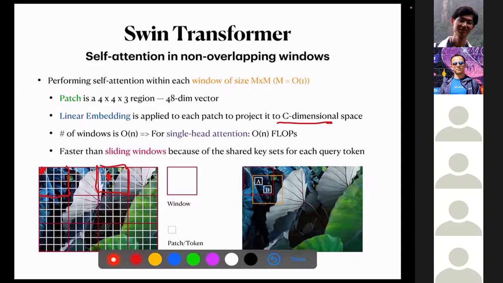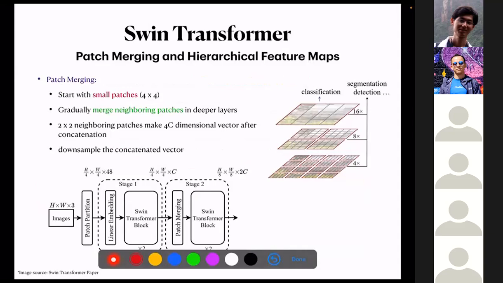Again, it is faster than sliding window because patches do not share keys, as they do in the sliding window case. And this is the second thing they introduced. I mean, this is definitely copied from convolutional neural networks, at least the intuition is. What they do is they merge patches on lower layers when they're going to the next layer.